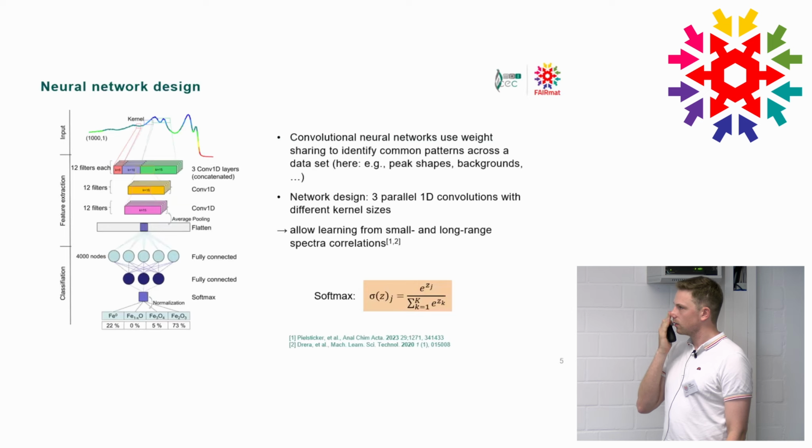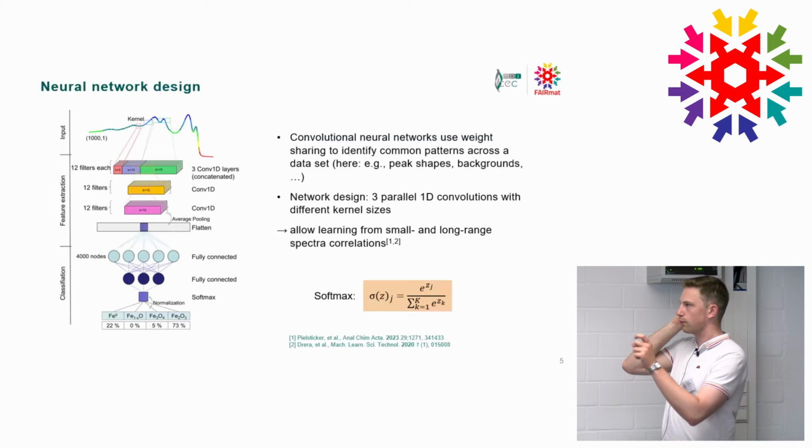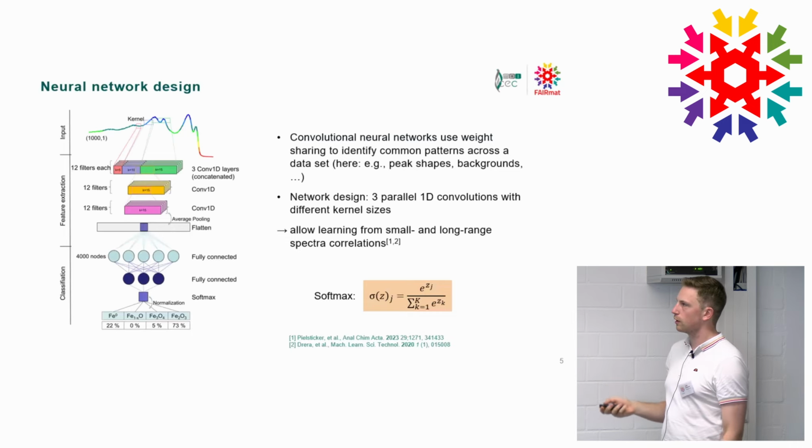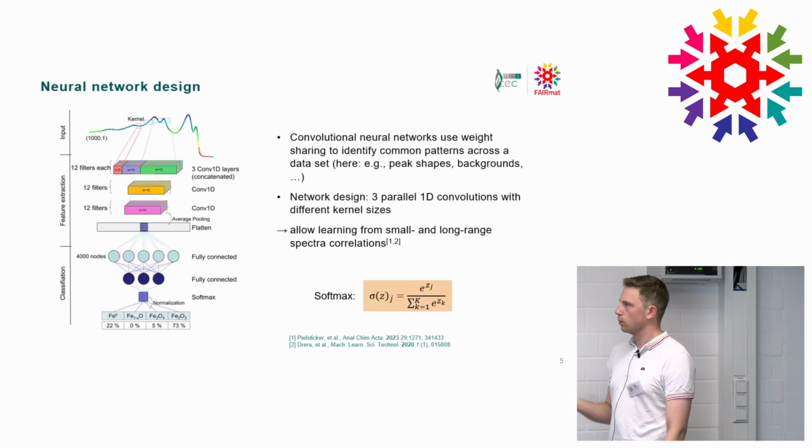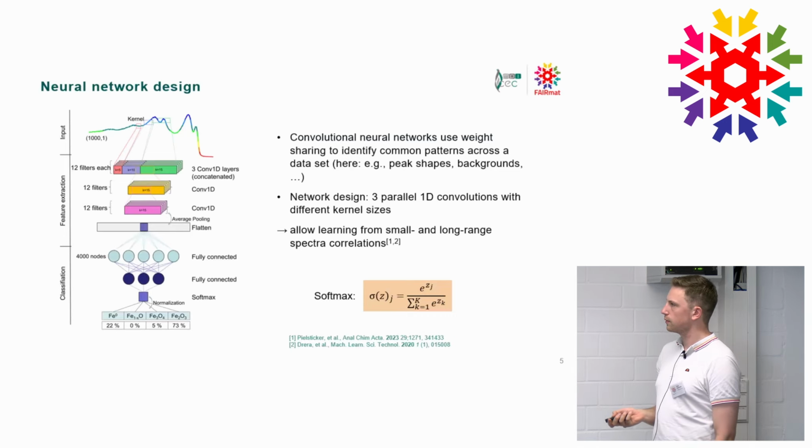So what we're using is a relatively shallow convolutional neural network, where in the first layer we have different parallel one-dimensional convolutions with different kernel sizes. This allows us to learn both small and long-range spectral correlations. For example, we can learn the shape of a peak, but also how this peak is related to other peaks in the spectra. And then by using a softmax activation, we already get out the percentages that we want to learn in the end. Convolutional neural networks also help us a lot with shifting on the x-axis, because they are inherently invariant to shifting. So this is already a problem that we can cover quite easily.